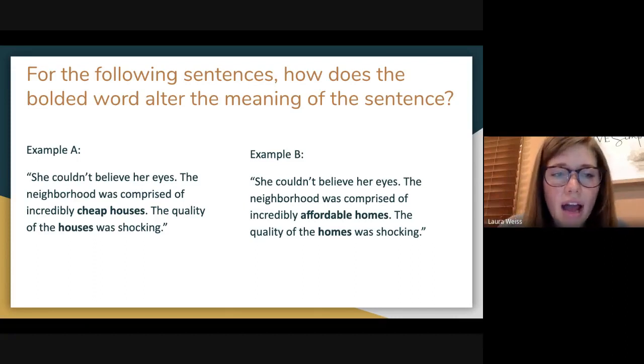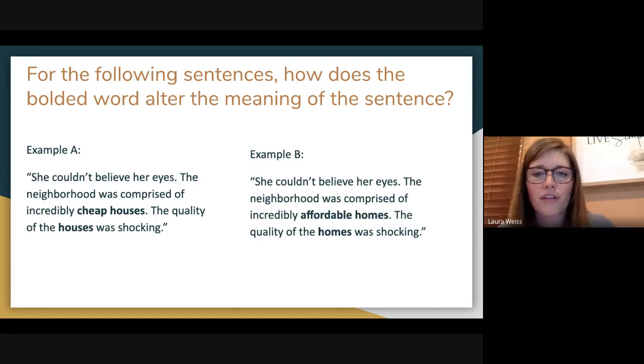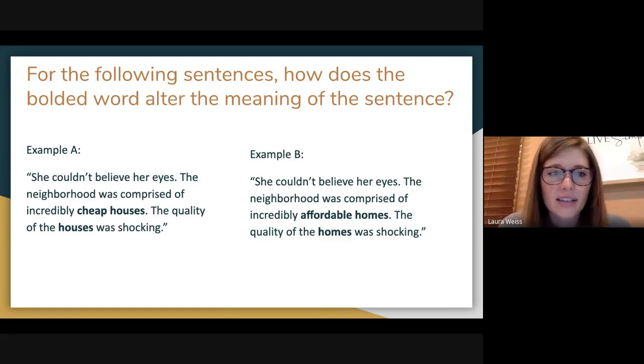Could someone unmute their microphone and just kind of say, how does the meaning of the sentence change when you use cheap rather than affordable? If anyone would just want to speak to this for a moment here, and then we can move on.